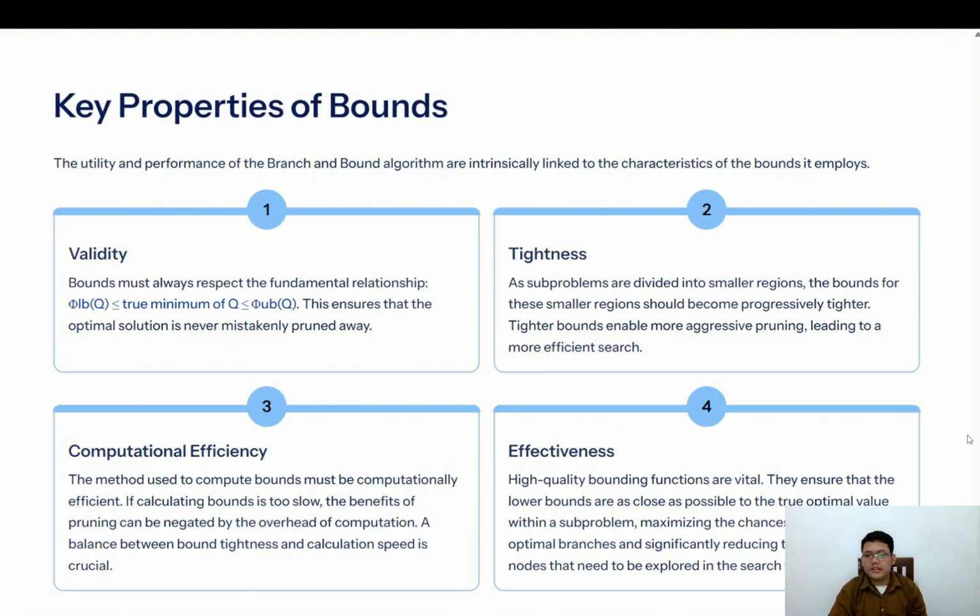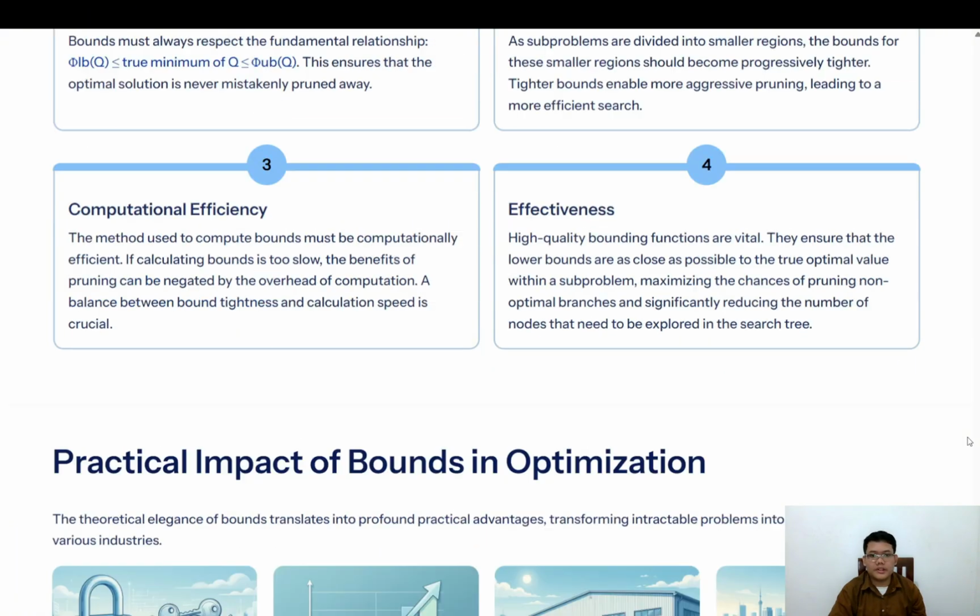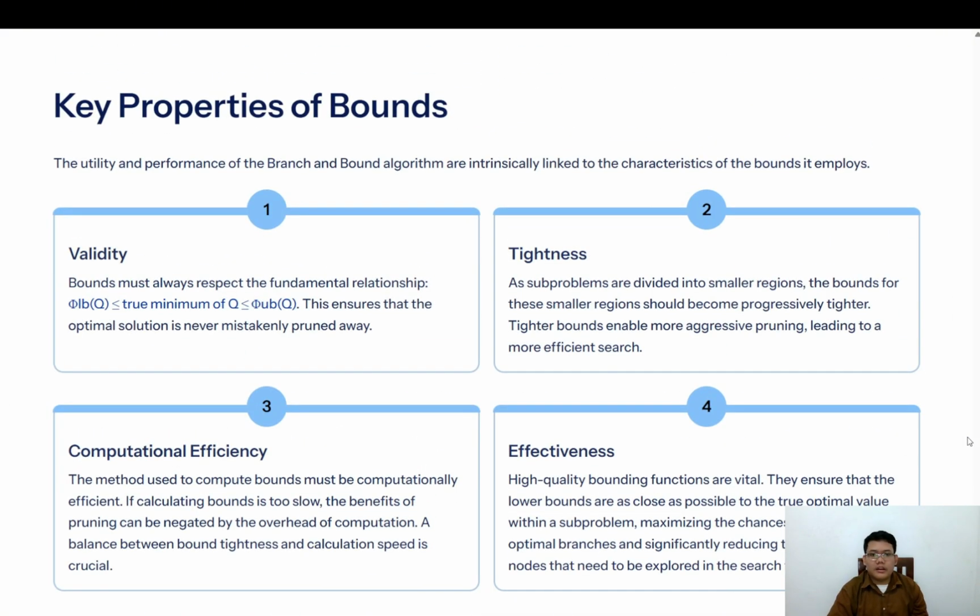Computational efficiency. The method used to compute bounds must be computationally efficient. Effectiveness. High quality bounding functions are vital. They ensure that the lower bounds are as close as possible to the true optimal value within a subproblem, maximizing the chance of finding non-optimal branches and significantly reducing the number of nodes that need to be explored in the search tree.